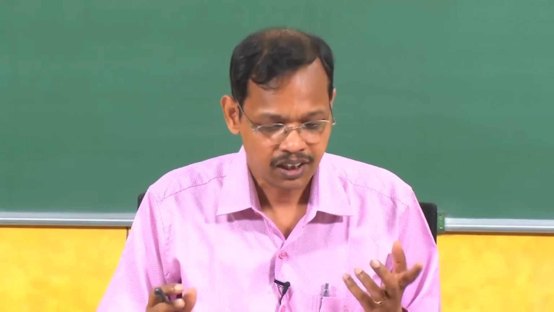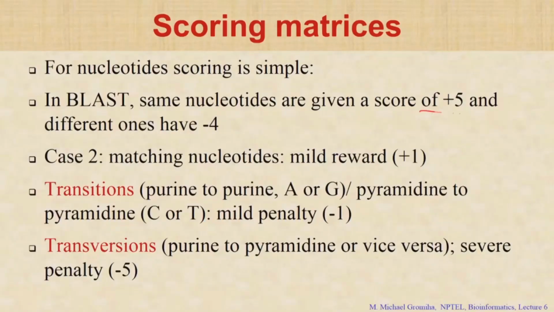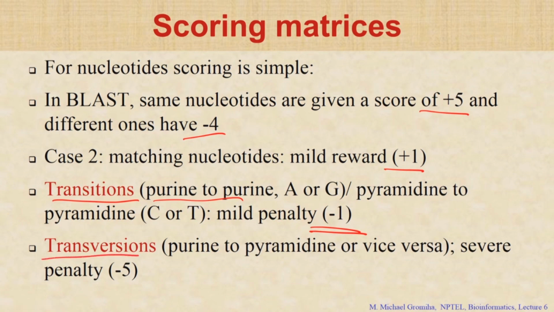How to do that? In BLAST, sometimes they use a score of 5 for the same nucleotides and minus 4 for the different ones, or we can give a mild reward of plus 1, or we can give a score of minus 1 in the case of transitions. What is called transition? Purine to purine, like A or G, or pyrimidine to pyrimidine, C or T, they change vice versa. Then there is another called transversions. That means purine to pyrimidine and pyrimidine to purine.